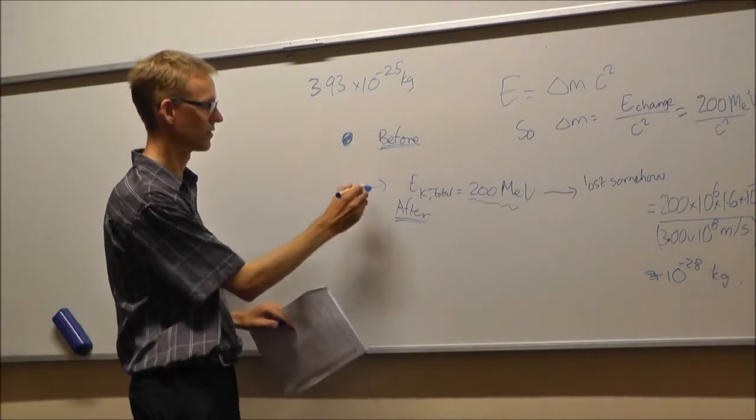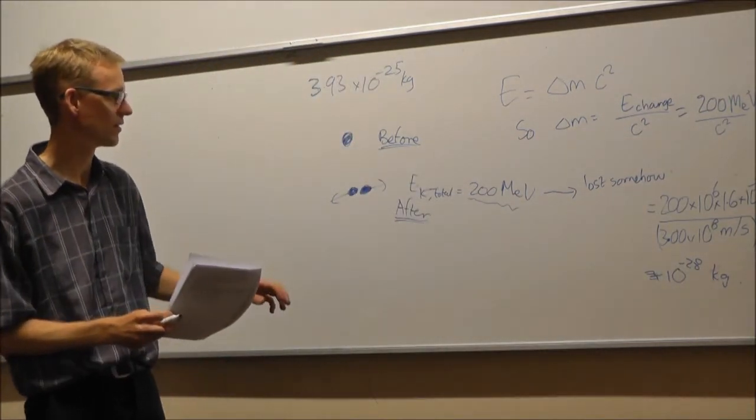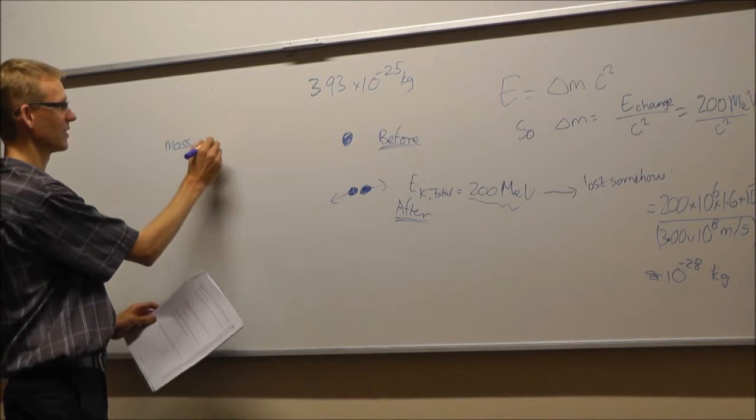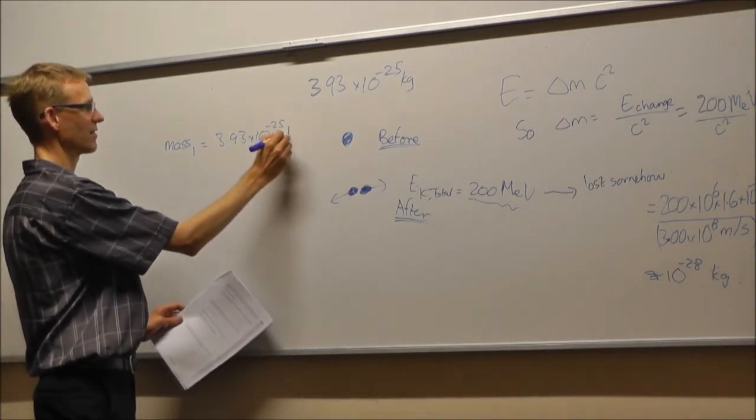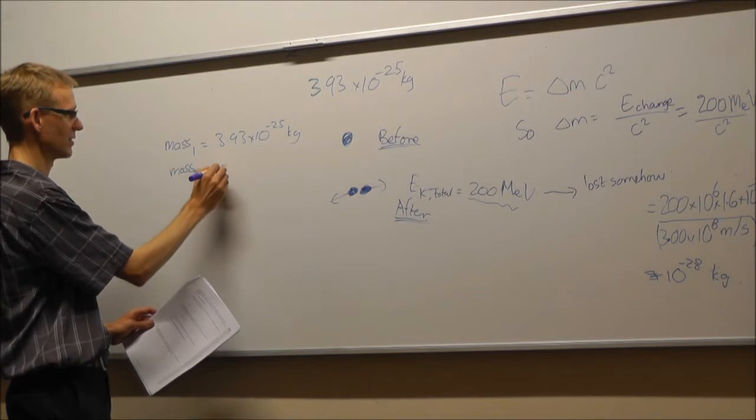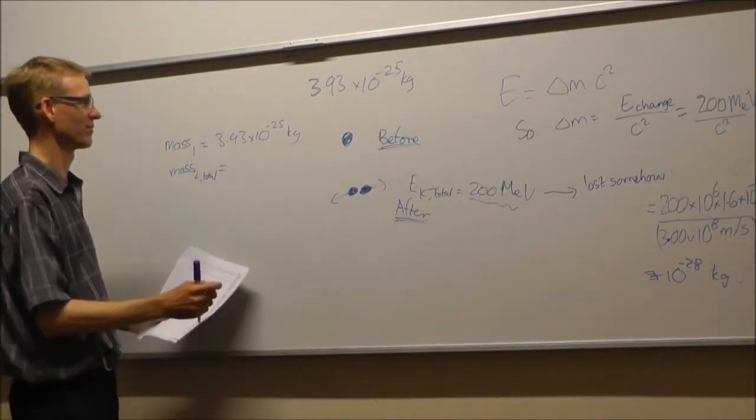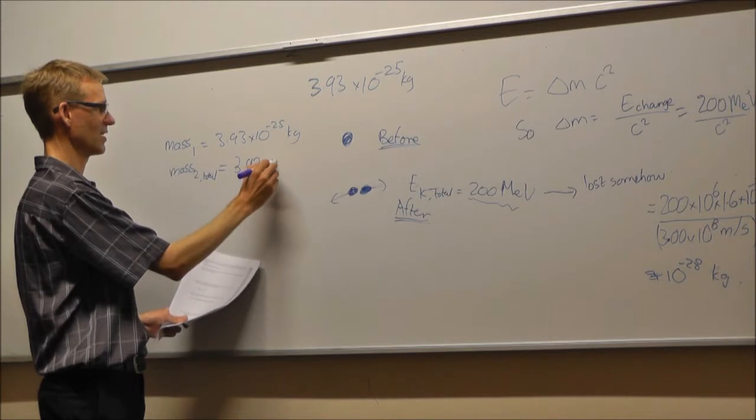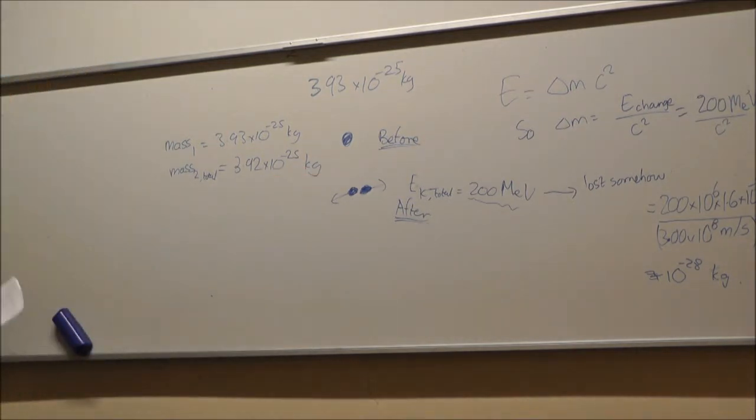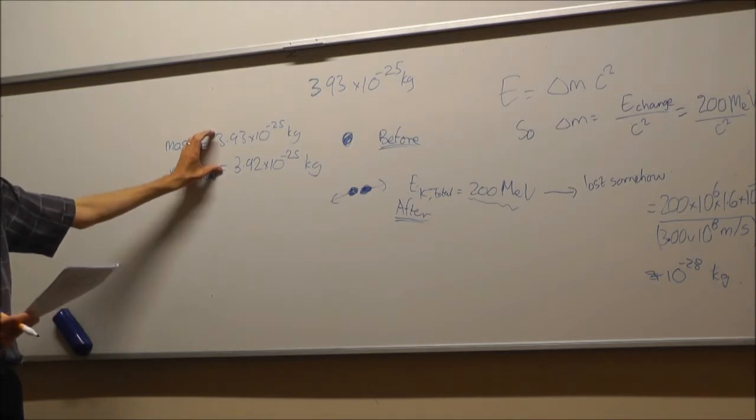So here's our total mass. We therefore have lost, here's what we started with. So mass to start is 3.93 times 10 to the minus 25 kilograms. Mass to end with, total, equals that minus whatever this is. We need a calculator there. I'm making that number up. So that's what we end with. Yeah, so we lost that.